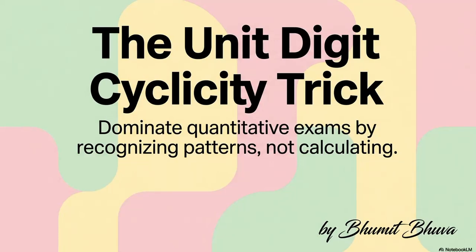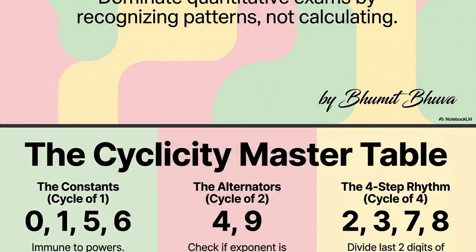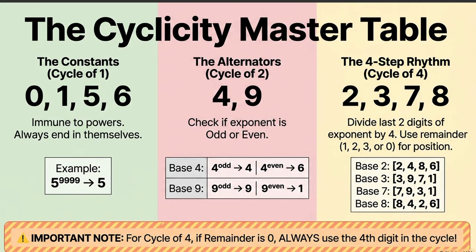Hello everyone, welcome to the next Math Short Trick Masterclass. In this class, I will tell you how to find the unit digit of any number raised to a massive power by using the cyclicity trick. So look at the cyclicity table of every number first of all.